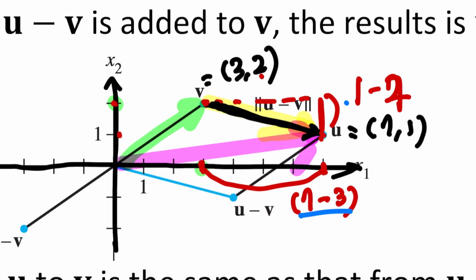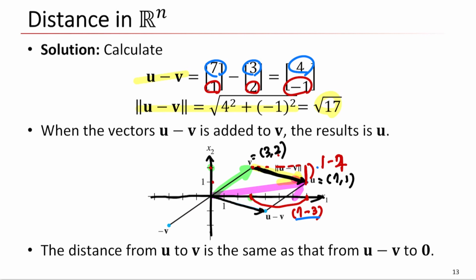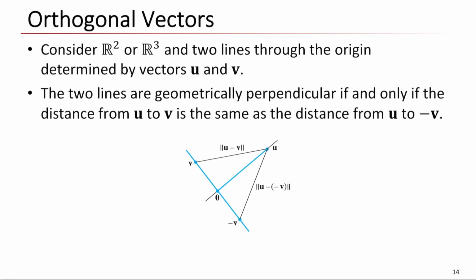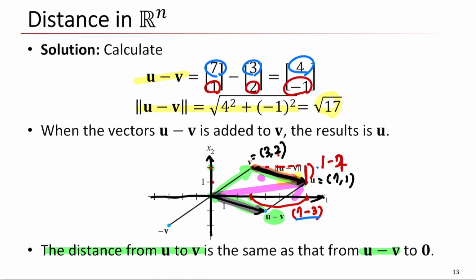So as you can see here, this vector can be defined here, right? So it means that the distance from u to v, this one, is the same as the distance from u minus v to 0 here. Okay, so the length of this one is equal to the length of this one. Okay, so this is the definition of the distance between arbitrary two vectors u and v. Okay, so let's take a break.